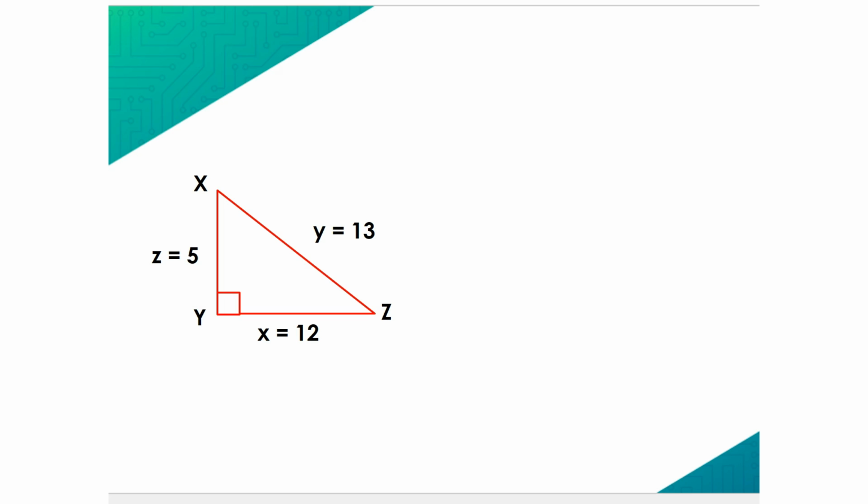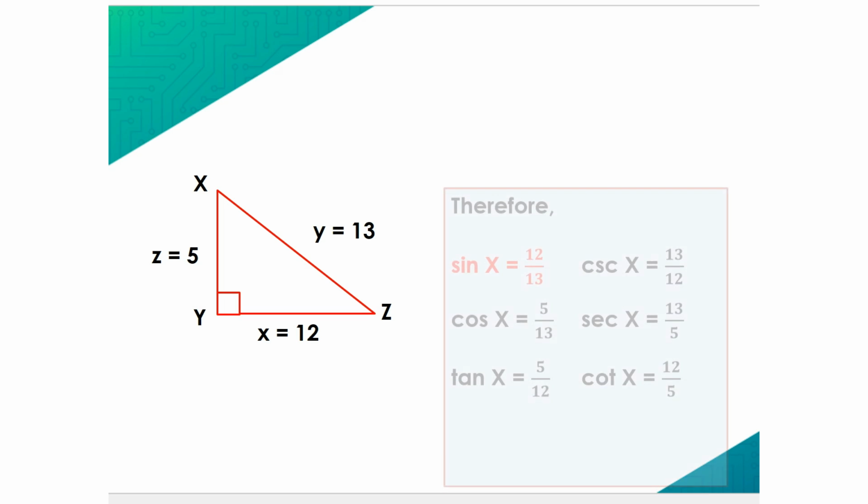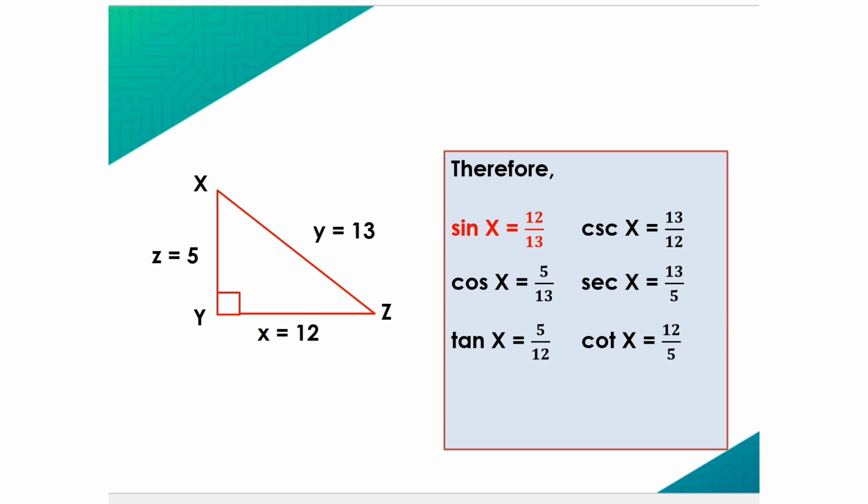Since z is already solved, we can now write the remaining 5 trigonometric ratios. Sin x is equal to 12 over 13. Cosine x is equal to 5 over 13. Tangent x is equal to 5 over 12. Cosecant x is equal to 13 over 12. Secant x is equal to 13 over 5. And cotangent x is equal to 12 over 5.